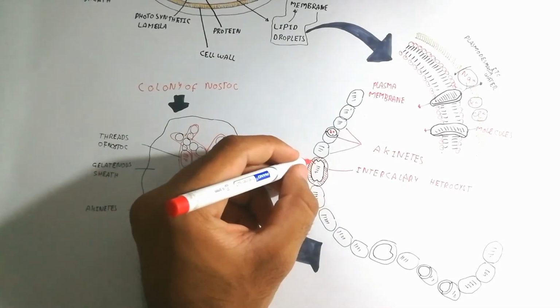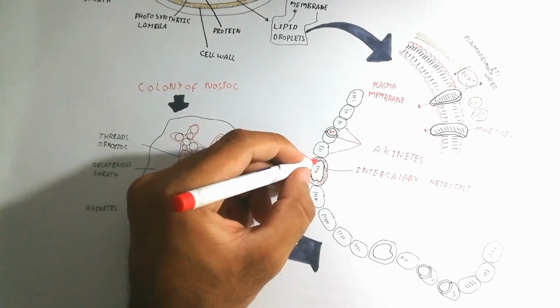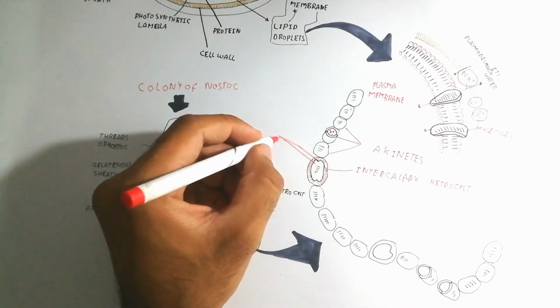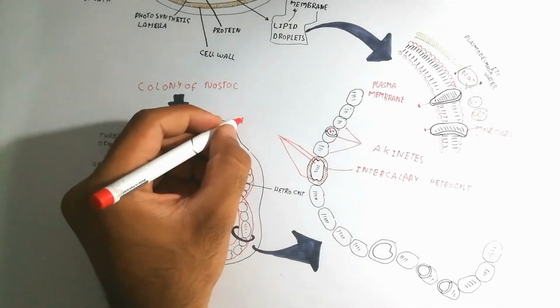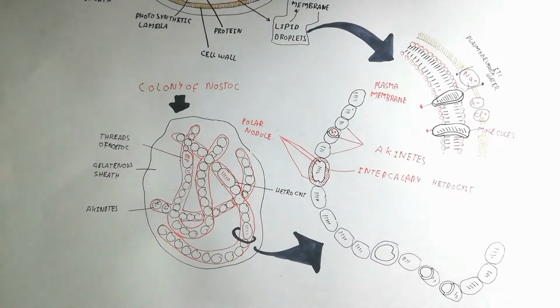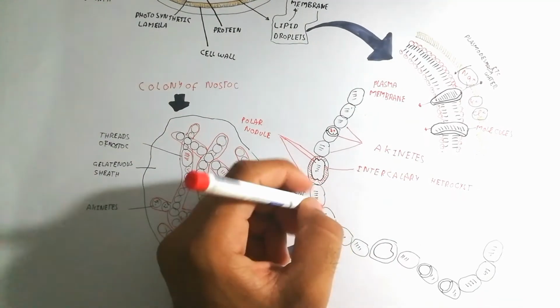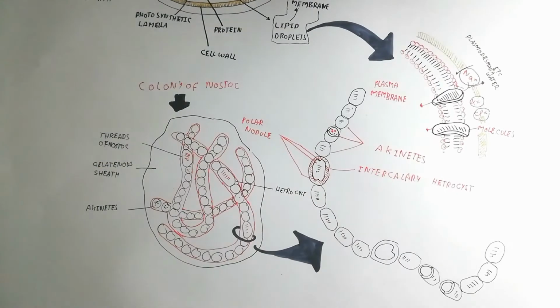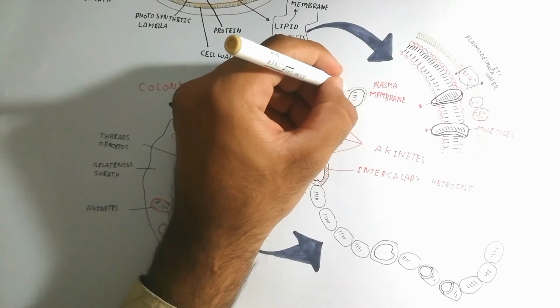So I hope you understand about those things. That is the Nostoc, all the knowledge about the Nostoc. That is very easy, and we will further study in the next video about basically plant science.